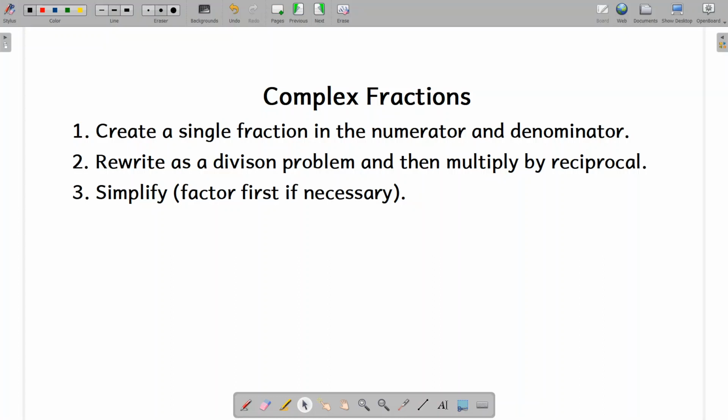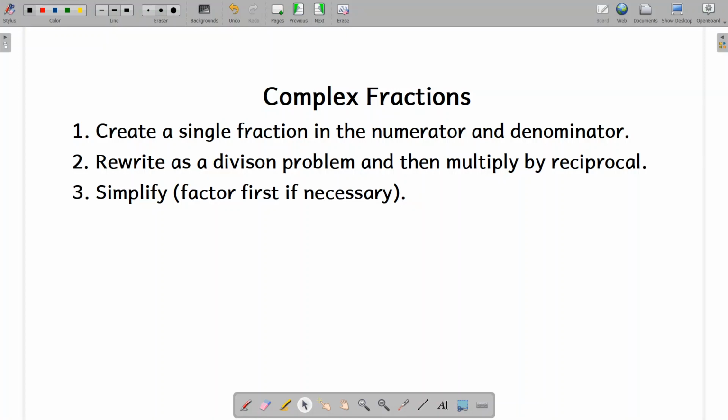Hi everybody, this is going to be our fourth video for Unit 8, and today we're going to talk about something called complex fractions, where it's going to be a fraction, and what's in the numerator of this fraction is a fraction, and in the denominator is a fraction. So it's very confusing, it looks very complicated, it's really not as bad as it looks, I promise.